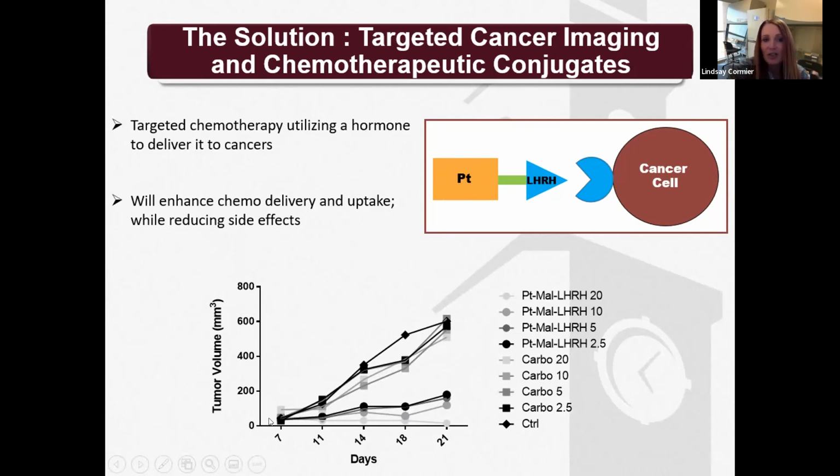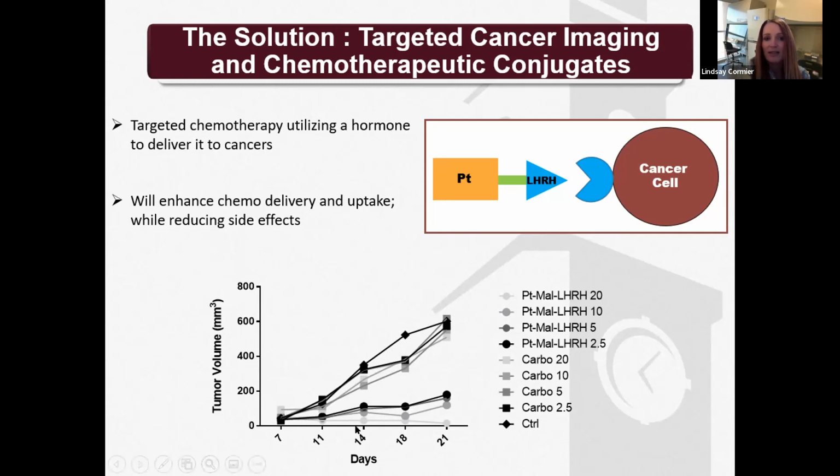And here what we're showing is we have our tumor growth model. It's an in vivo model where we have normal control, which is the diamond. And then we have this group of lines right here. This is all carboplatin, various doses from 2.5 up to 20.